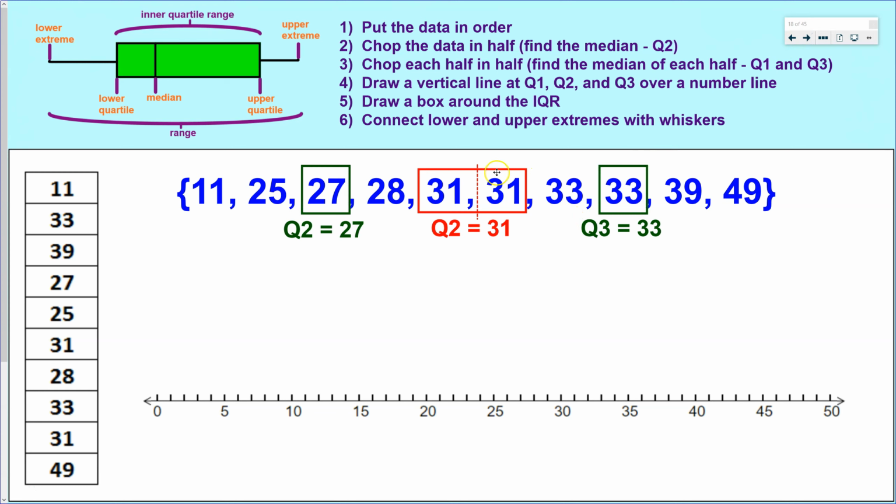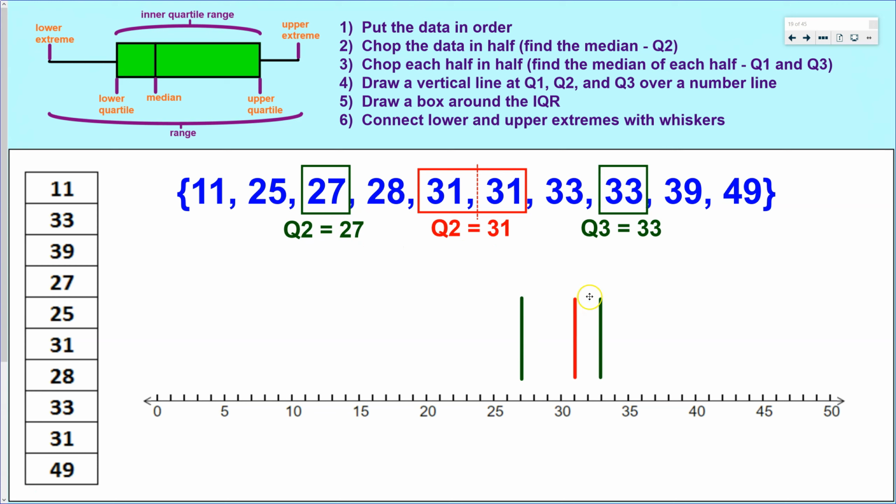Then since I didn't use the number 31, I'm actually finding an average of those 2. I'm going to go find the median of this remaining half right here. There are 5 items over here. So if I find the middle of that, I get 33, and if I find the middle of these 5 items, I get 27, meaning that this should be Q1 right there. Q1 should be 27, and Q3 should be 33.